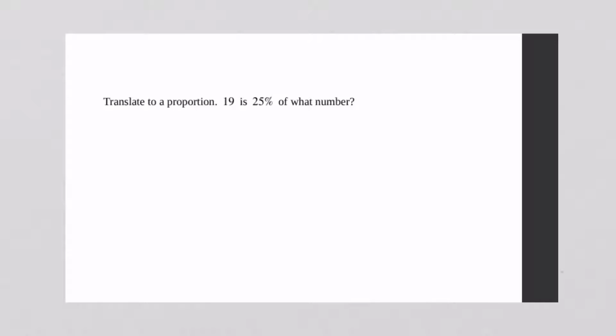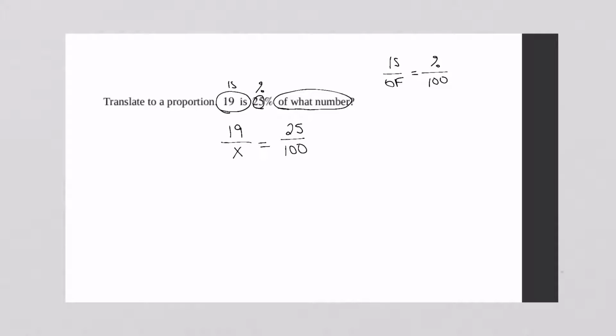Okay, for this problem, again, we're going to look for is over of equals percent over 100. 19 is, so there's my is. This is my percent of what number? So I'm going to have 19 in the is position, x in the of position, 25 over 100. So again, cross multiply. 25 times x is equal to 19 times 100, which is 1900.